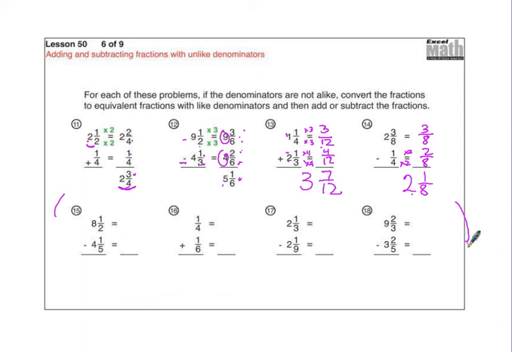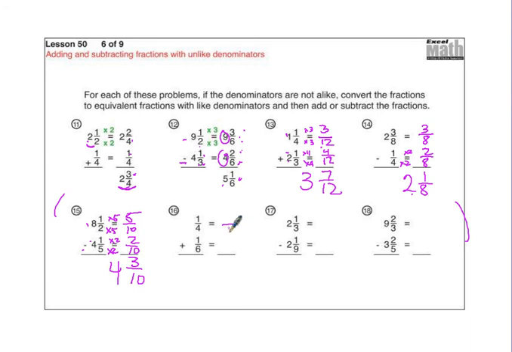All right, 8 1/2 and 4 1/5. Common denominator here is 10. 2 times 5 is 10. 1 times 5 is 5. 5 times 2, 2. This is subtraction, so you get 3/10. 8 minus 4 is 4.